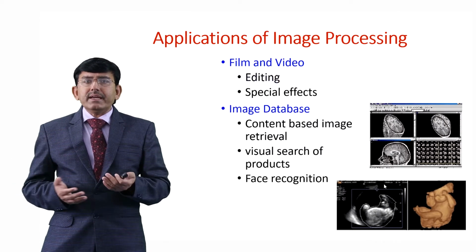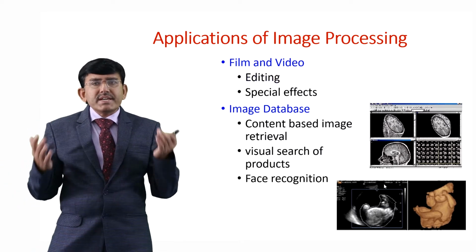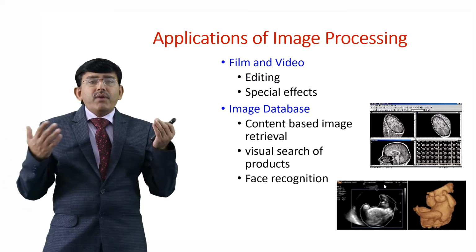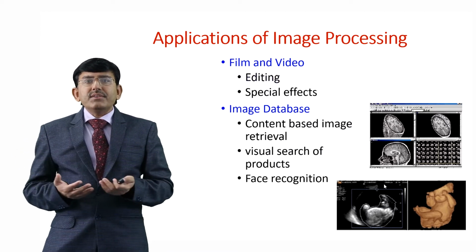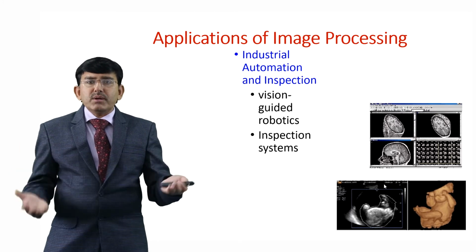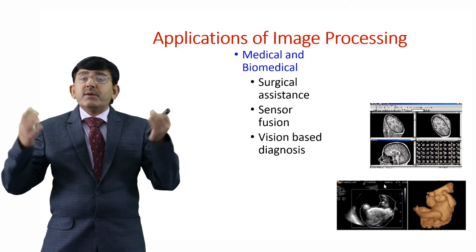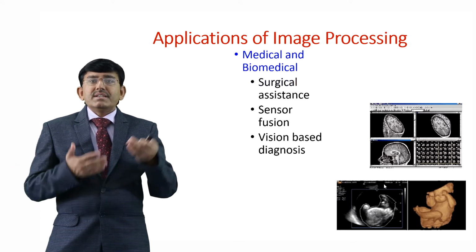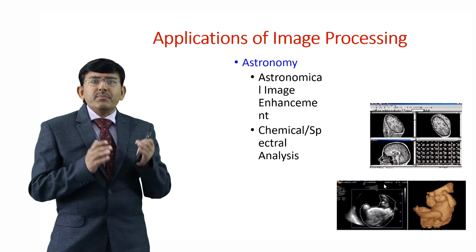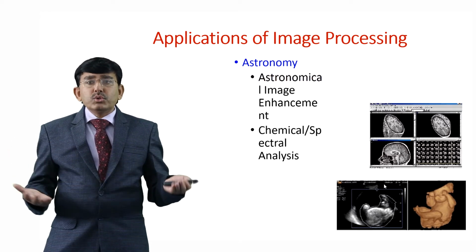Whereas in film and video editing, special effects can be given to the images in Python and OpenCV. Image databases are also processed, such as image conversion, retrieval, visual search of products, face recognition, and so on. In industrial automation and inspection, vision guided robotics can be implemented for inspection systems. In medical and biomedical areas, it is utilized to develop applications such as surgical assistants, sensor fusion, vision based diagnosis, and so on.